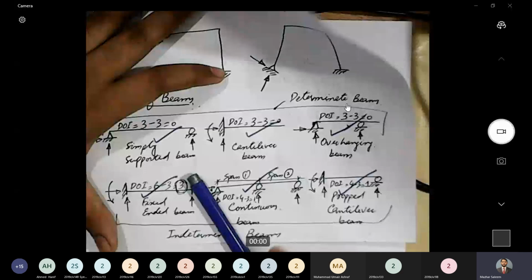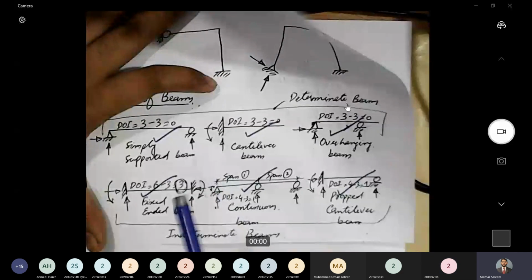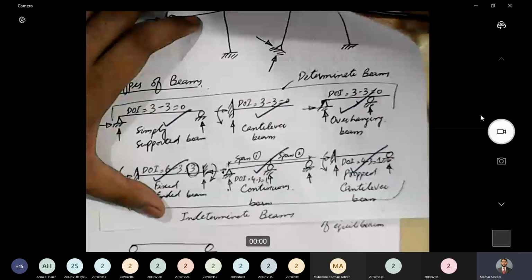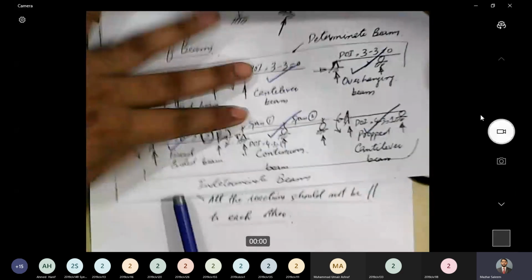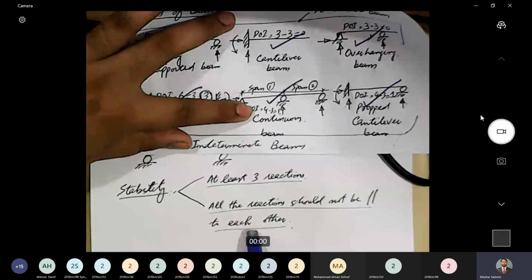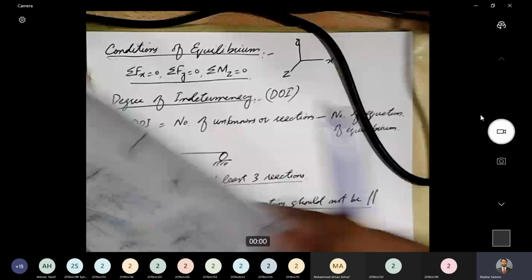For these structures, I said that there are two conditions of stability. First condition of stability is that there should be at least 3 reactions, and second condition of stability is that all of those reactions should not be parallel to each other. Here I have checked whether that condition is satisfied for all these different types or not.